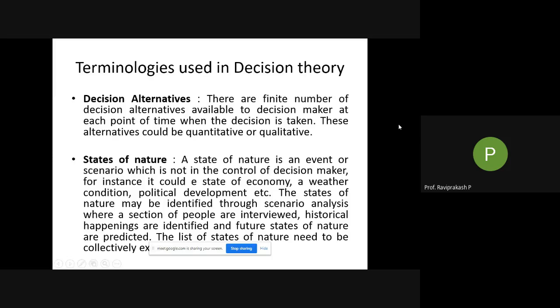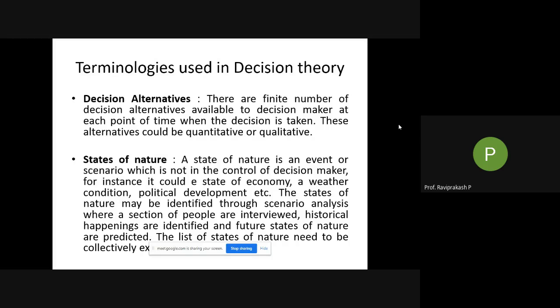Next, terminologies used in decision theory. There are some terminologies, understand this carefully. Decision alternatives: what are decision alternatives? There are a finite number of decision alternatives available to the decision maker at each point of time when that decision is taken. These alternatives could be qualitative or quantitative.